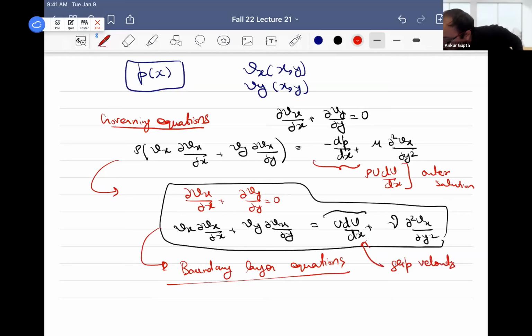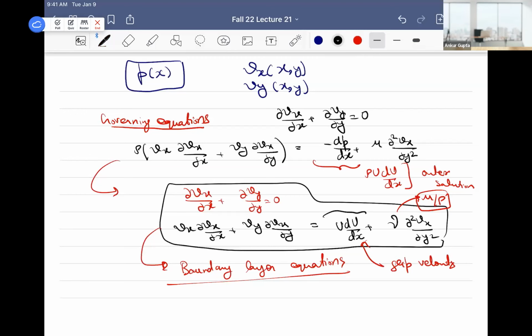Okay, and this, by the way, is mu by rho. Remember that it was something we discussed long back as having units of meter square by second. This is how we get it. Does it make sense? Any questions here? U du/dx. This is u du/dx from slip velocity. Everything is from the outer solution.